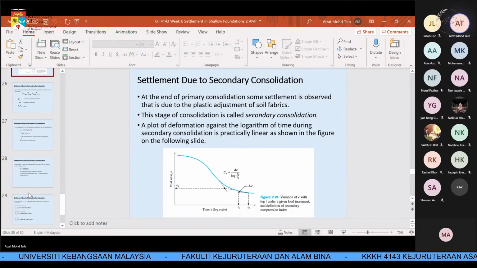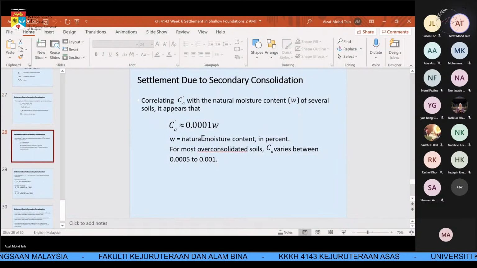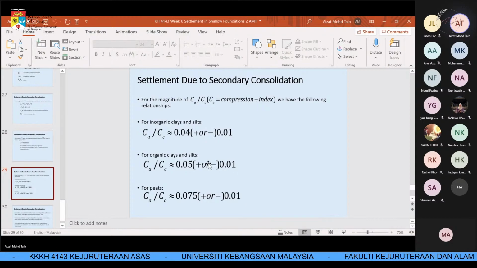But in this case, when you have water and secondary consolidation, it is more complicated than yesterday's. Like yesterday's Cw, here with secondary consolidation you have the correction factor in C alpha', which varies from 0.005 to 0.01. So this is the correction factor that can be used. For the magnitude, it depends on different types of soil: this is inorganic, this is organic, this is peat. So this is the magnitude of C alpha over Cc.